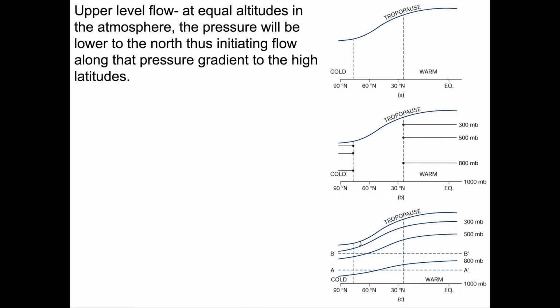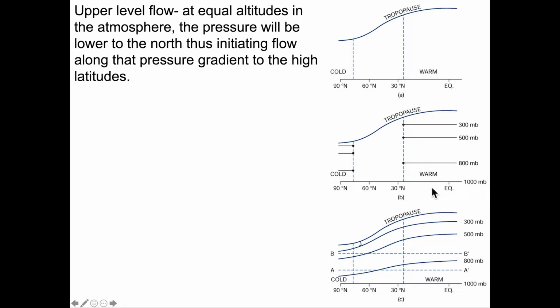Now, when we go to upper airflow, at equal altitudes in the atmosphere, the pressure will be lower to the north, and this initiates flow along that pressure gradient to the higher latitudes. The thickness of the troposphere and the tropopause is going to change with latitude. At the equator, the atmosphere is much thicker than it is at the higher latitudes. Now we can put in millibar heights of air pressure, and you'll notice those millibar heights differ from place to place. They're lower at the high latitudes than they are at the low latitudes. This results in a tilted tropopause.